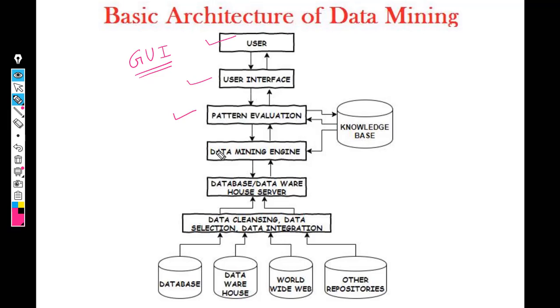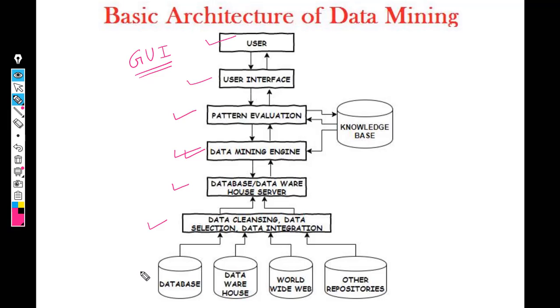Then it will come to the data mining engine. This data mining engine is a very smart one. Here all the association rules, relations, and clusterings will be done. This data mining engine will now communicate with the database or data warehouse server. The data warehouse server gets the request from the data mining engine, and then fetches the required data from different data sources after doing data cleansing, data selection, data integration, data aggregation, and so on.